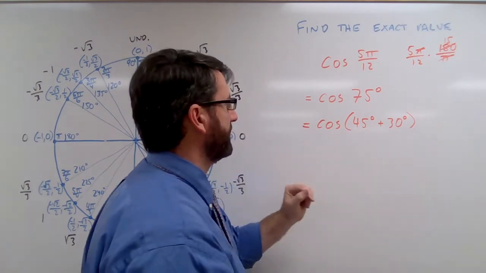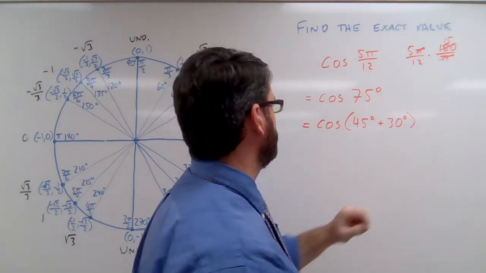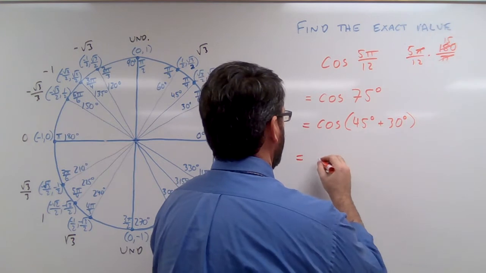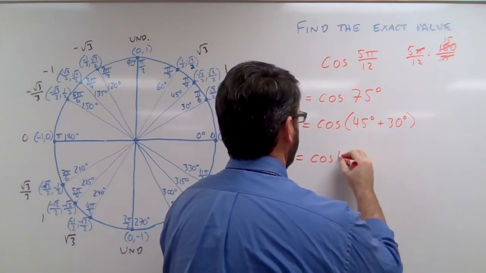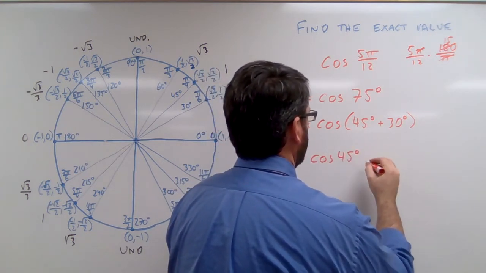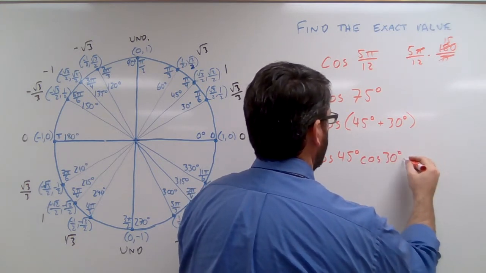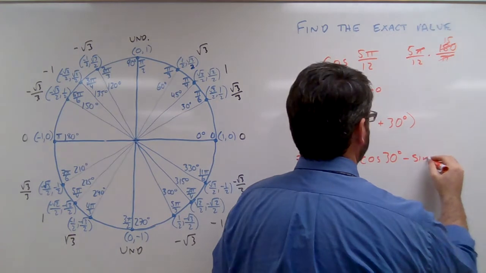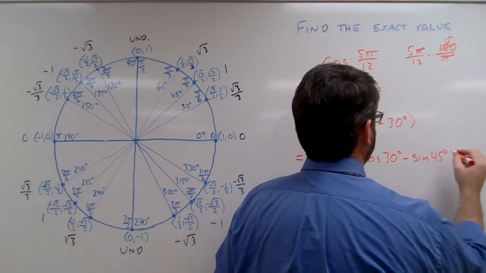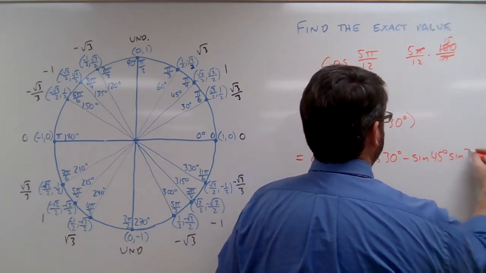our sum formula for cosine is the cosine of A plus B is equal to the cosine of A times the cosine of B minus the sine of A times the sine of B.